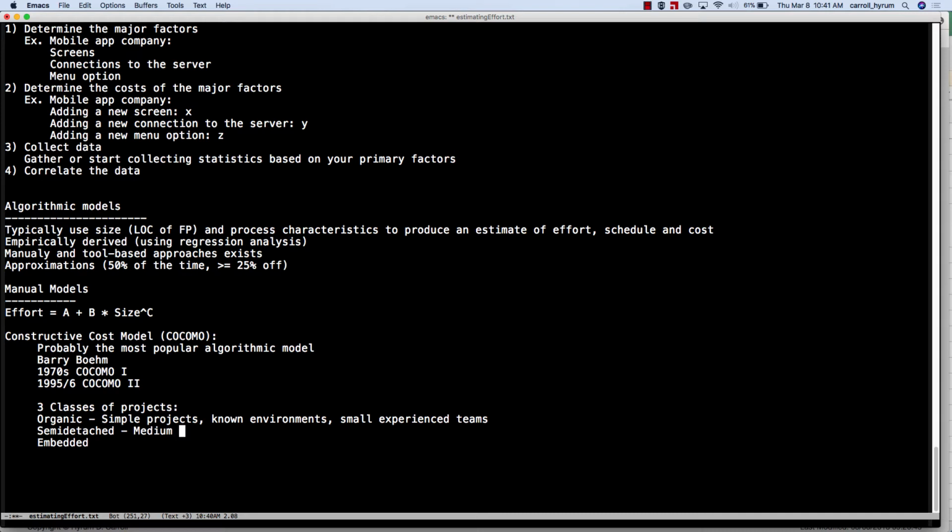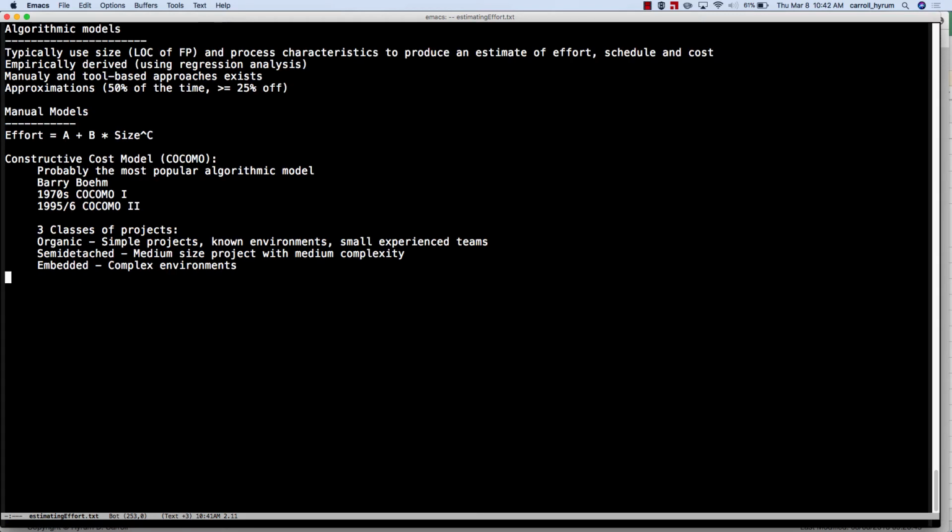Semi-detached is the term given to medium-sized projects with medium complexity. Now embedded has tight and inflexible environments, so we're just going to say complex environments. To capture that, you could think military applications would often be embedded.